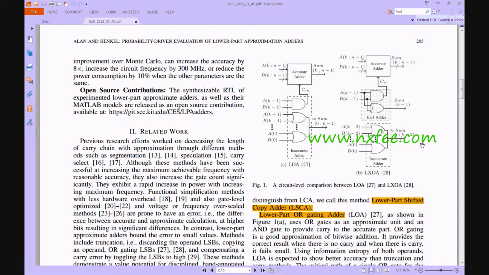In most cases a 1 bit error will occur in the LXOA output. That's why we used an XS1 converter in the output, to reduce that 1 bit error. So we proposed the architecture and it will be presented in the Verilog HDL coding. Now we can verify the coding part.